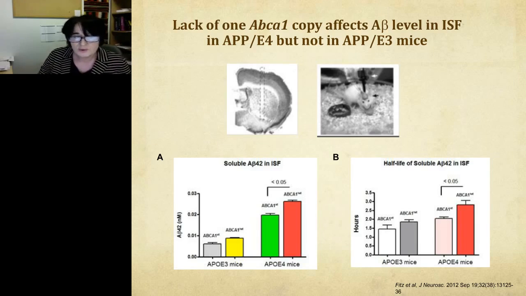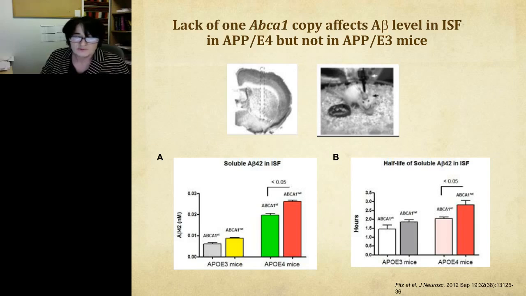On B is shown half-life of A-beta-42 in interstitial fluid, or how fast A-beta disappears from the brain. Again, in E3 mice, there is a slight increase when one copy of ABCA1 is deleted, but this difference is statistically not significant. In contrast, in E4 expressing mice, there is a statistically significant increase of A-beta-40 in heterozygous mice when they are compared to wild-type ABCA1 mice.